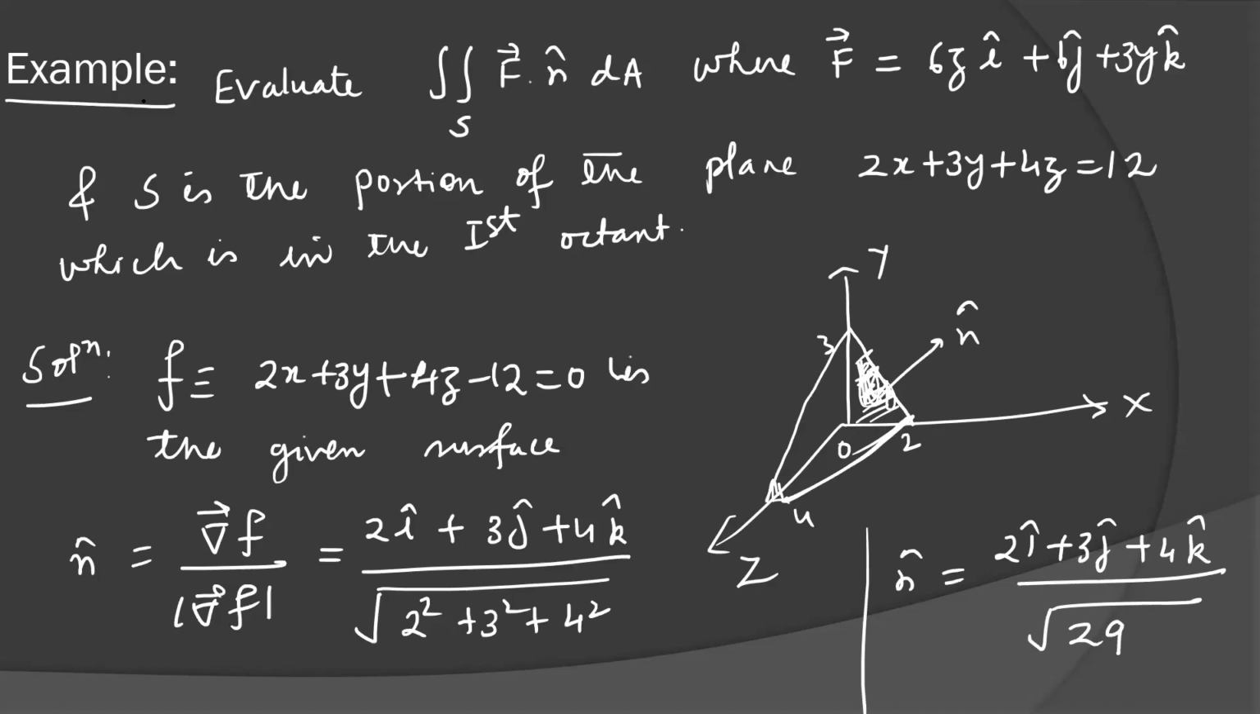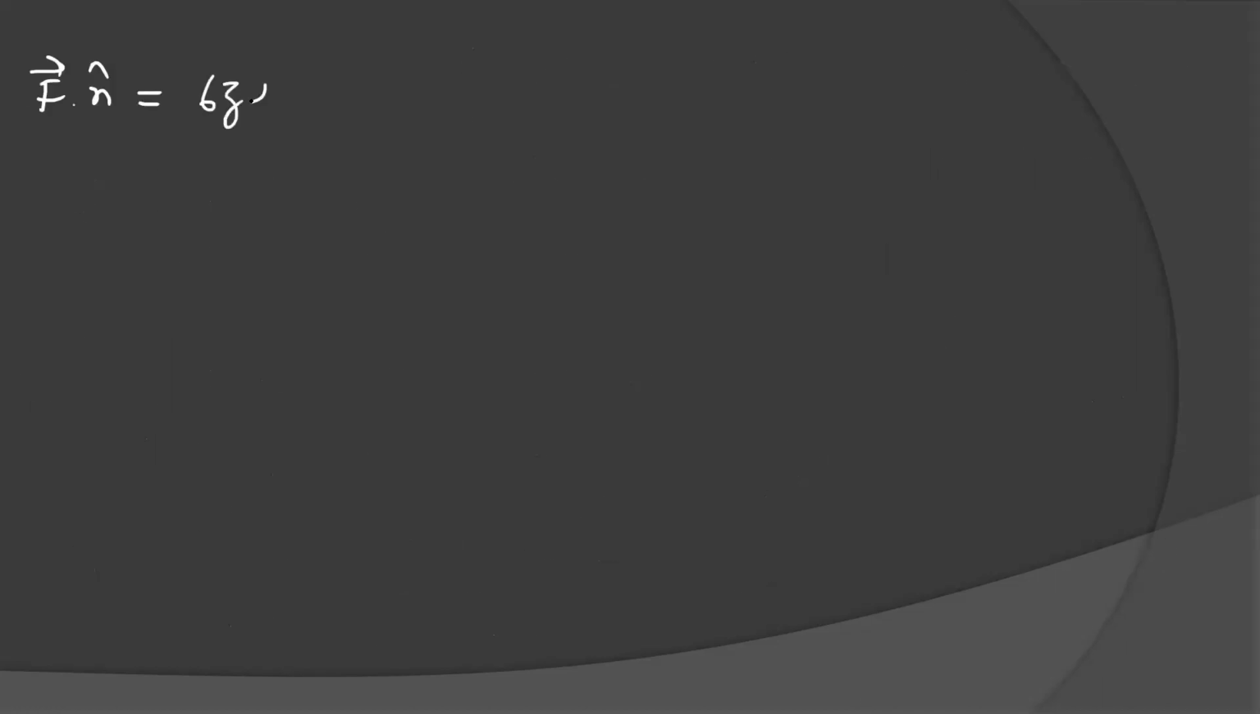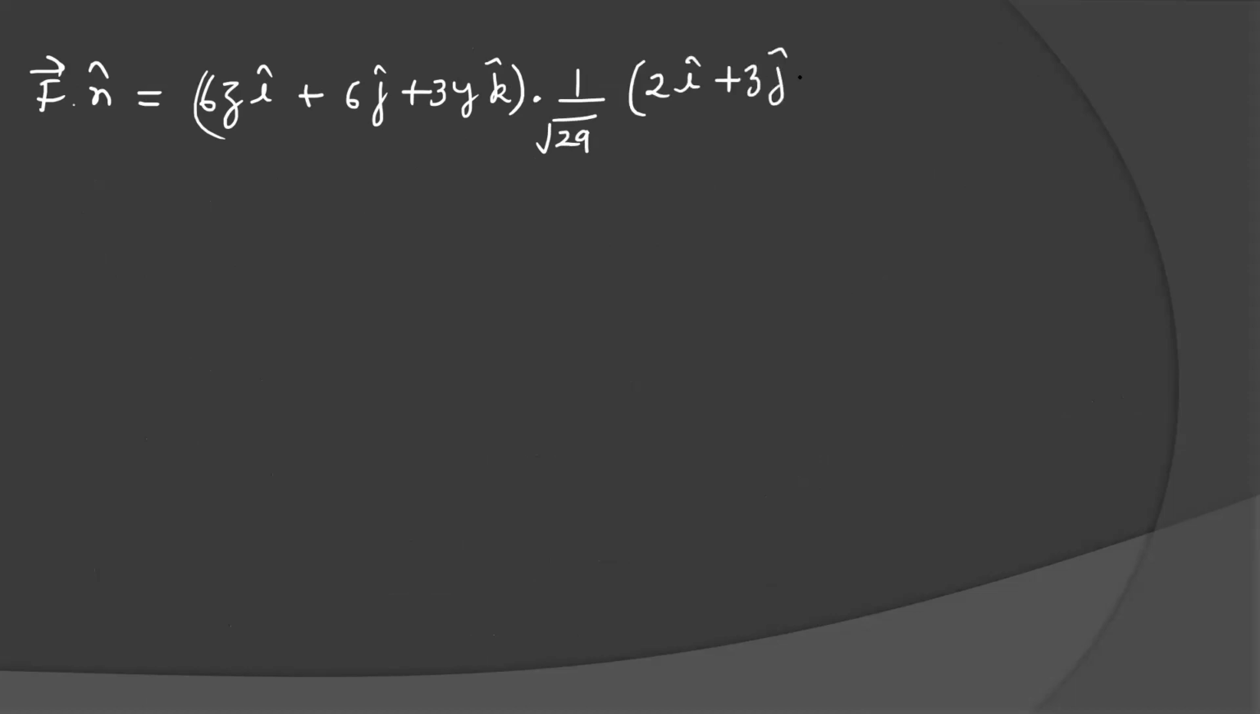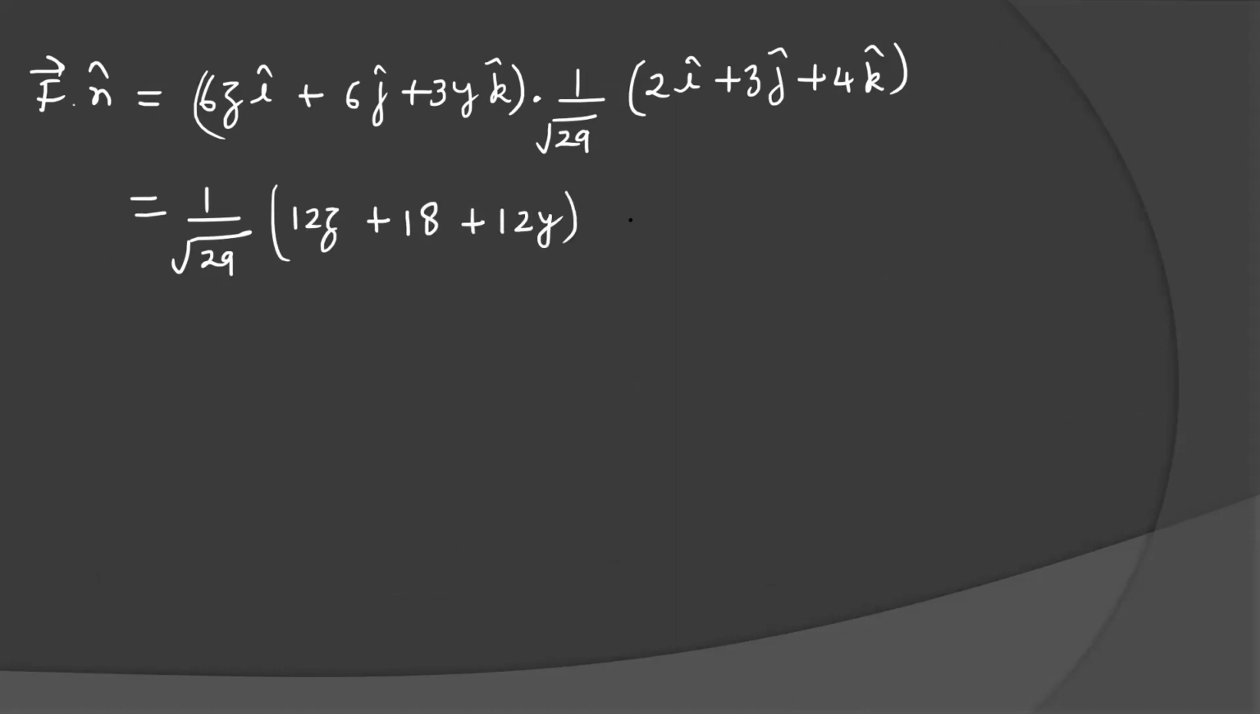So what is your f? 6zi plus 6j plus 3yk cap, dot product n cap, that is 1 over root 29, 2i plus 3j plus 4k. If you simplify it, it will give you 1 over root 29, 12z plus 18 plus 12y. Or if you take 6 outside, that will be 6 by root 29, 2y plus 2z plus 3.